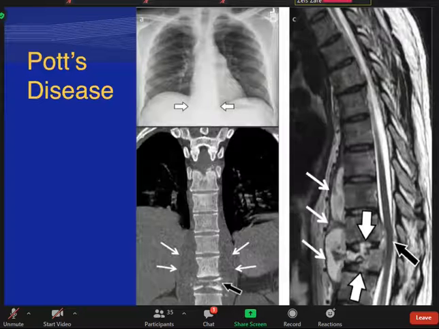Sagittal T2 weighted MRI image C shows increased signal intensity within the affected vertebral body and adjacent intervertebral discs, thick white arrows, and the paravertebral abscess, thin white arrows. The abscess shows typical subligamentous spread between the anterior and posterior longitudinal ligaments with posterior displacement and compression of the spinal cord, black arrow. The sagittal image also reveals gibbous deformity caused by the collapse of the anterior part of the vertebral body.